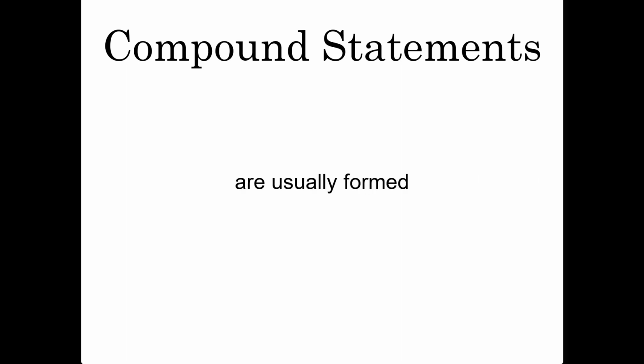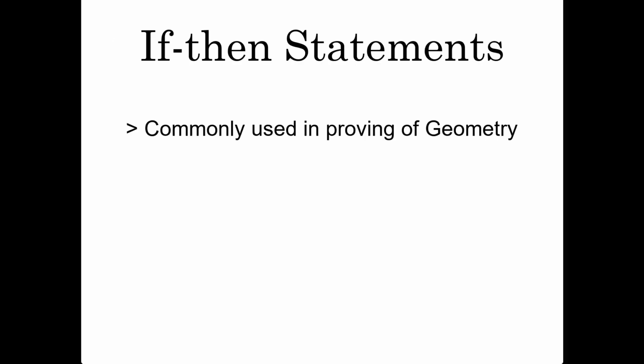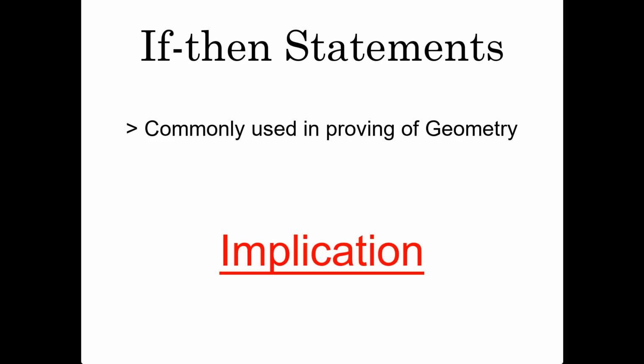Compound statements are usually formed by two simple statements using the following connectives: and, or, if then, if and only if. If then statements are commonly used in proving of geometry. For example, if two sides are opposite sides of a rectangle, then they have the same length. If a figure has three sides, then it is a triangle. Such a statement is called an implication.